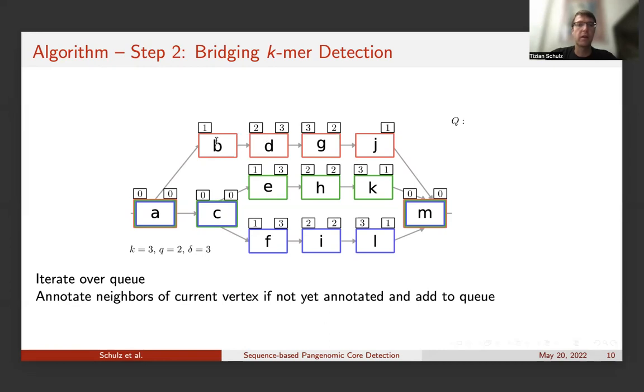For example, here, if we would want to annotate B with the distance to the next core k-mer using outgoing edges, we would have to come from D. But here we see that the annotation of D is already 3. And if we would annotate B, we would have to annotate with 4. But B is not a core k-mer and our delta is 3. So we know that B can never be part of our core. It cannot be a bridging k-mer. So we don't need to annotate it. We don't need to add it to the queue again. And we don't need to consider its neighbors again.